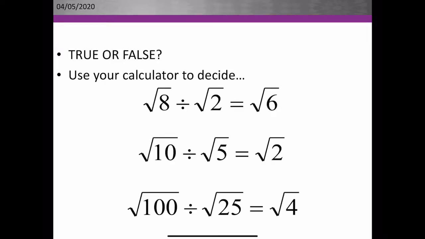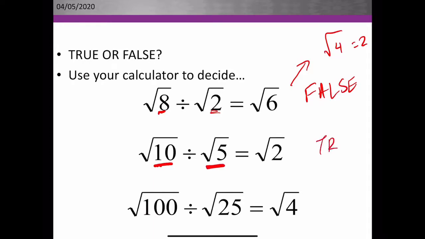Next, is square root 8 divided by square root 2 equal to square root 6? That is false. Why is that? Because that is actually equal to square root 4. Is square root 10 divided by square root 5 equal to square root 2? Yes, it is, so that is true. And is square root 100 divided by square root 25 equal to square root 4? That is also correct, because 25 goes into 100 4 times.